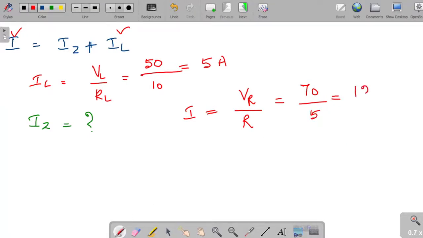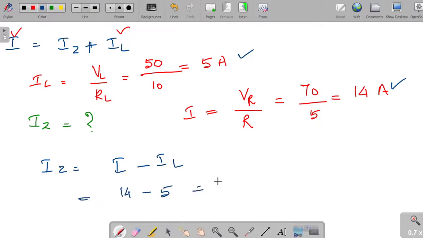Right? It's 14 amps. So we have found out IL already, and this I also found out. What is IZ then? IZ is equal to I minus IL. Okay, so I value is 14, IL value is 5. So it is 9 amps.